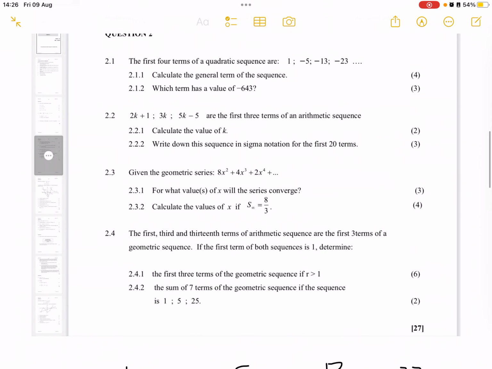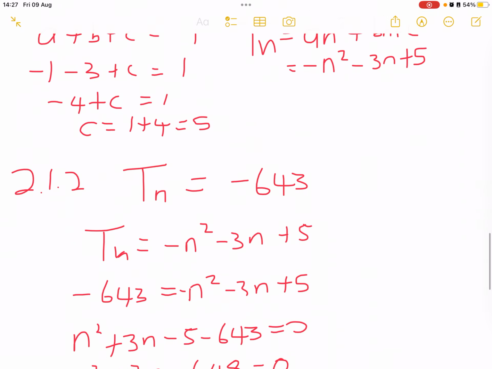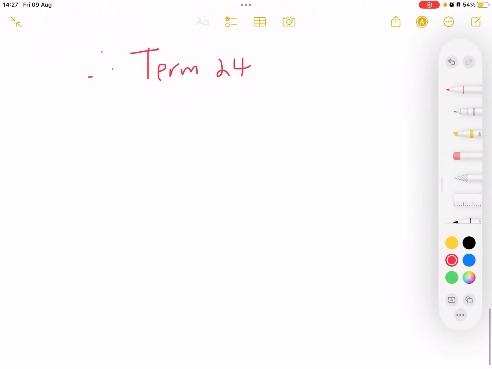Next up, we have 2k plus 1 and 3k and 5k minus 5, which are the first three terms of an arithmetic sequence. Calculate the value of k and then write down this sequence in sigma notation for the first 20 terms. Here's what you can do. In 2.2, you have 2k plus 1 with 3k and 5k minus 5, which is arithmetic and it has just a common difference.